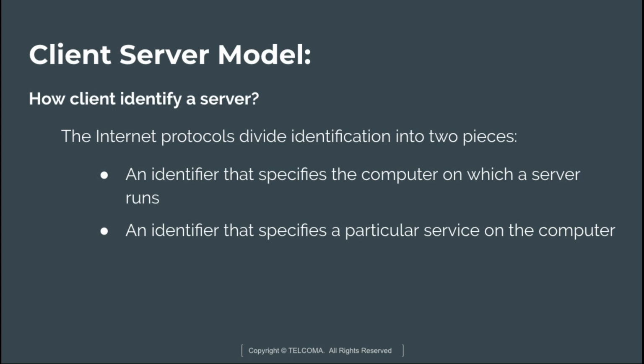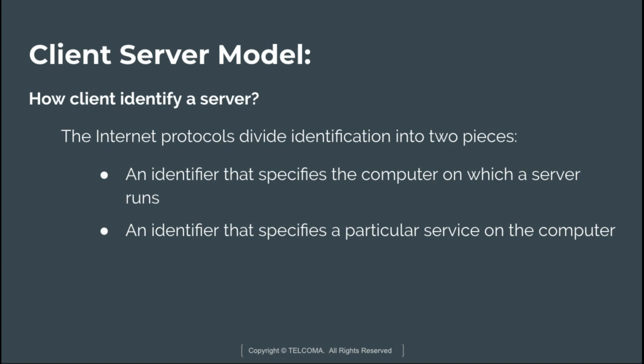So next a question arises: how does a client identify a server? So here the internet protocol divides identification into two pieces. The first one is an identifier that specifies the computer on which a server runs, and an identifier that specifies a particular service on a computer. So for identifying a computer, each computer in the internet is assigned a unique identifier known as the internet protocol address, that is IP address.